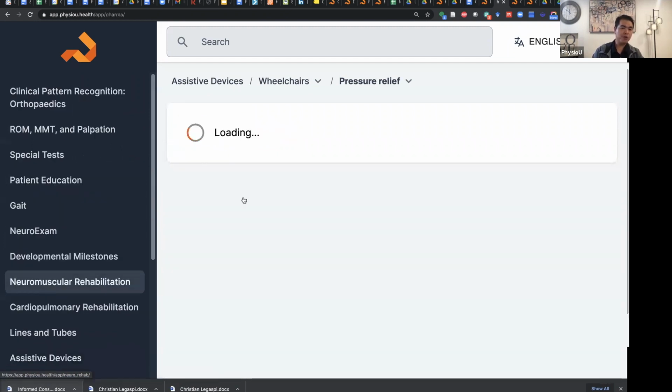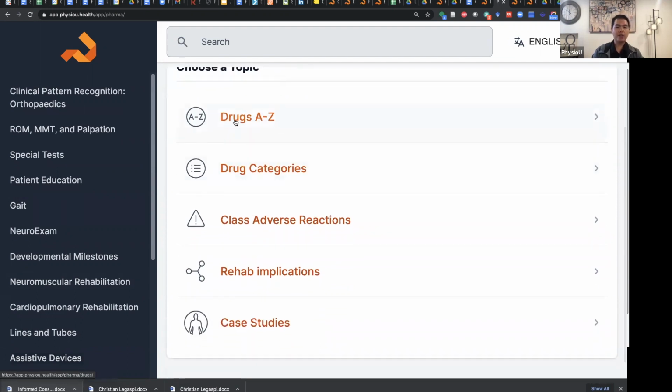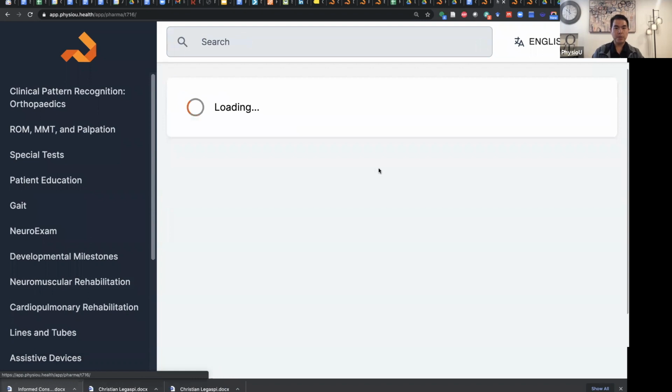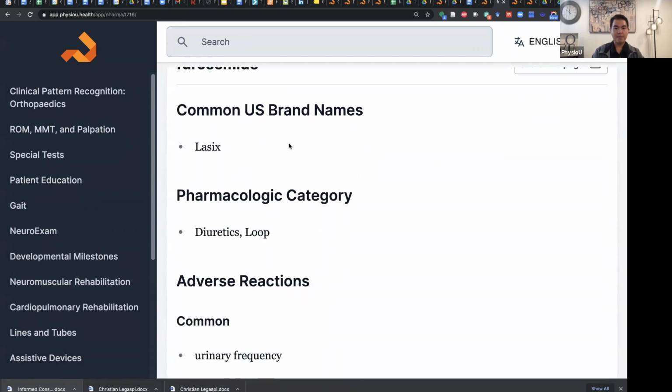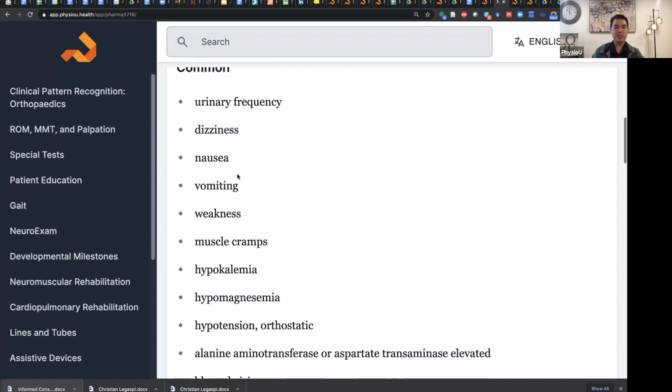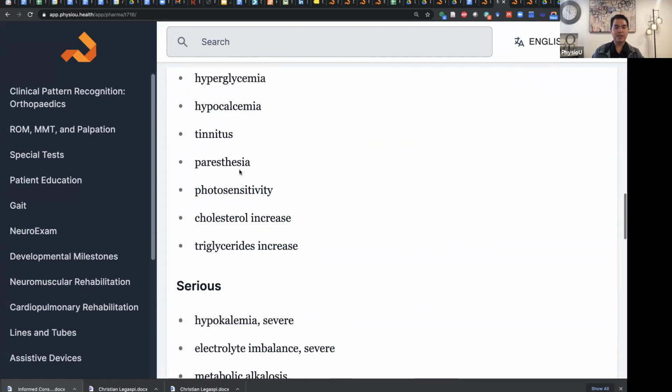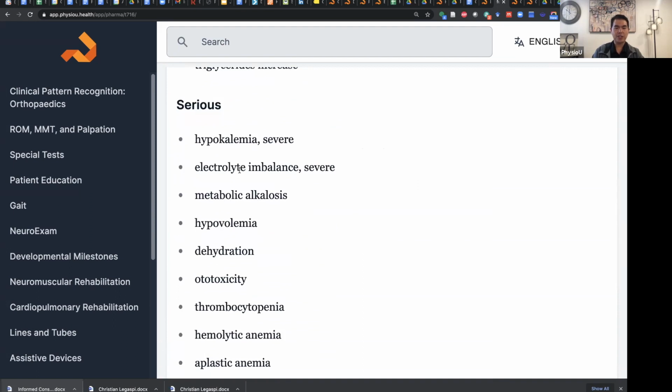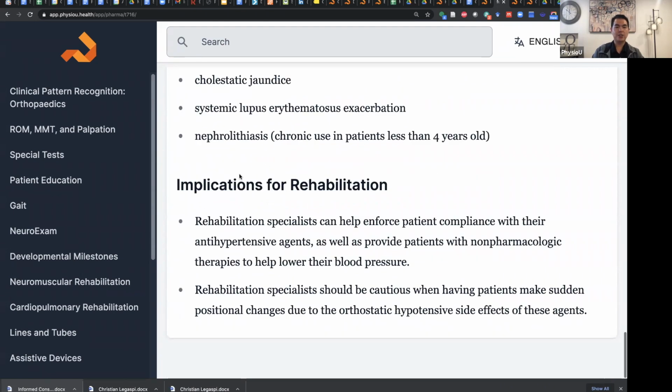For example, if you go to the pharmacology app, you have a lot of different ways to access the drugs. But if you think about Lasix, okay, so furosemide, here is furosemide. The common brand name, the category, common adverse reactions, right? Common serious reactions, as well as implications for rehabilitation.